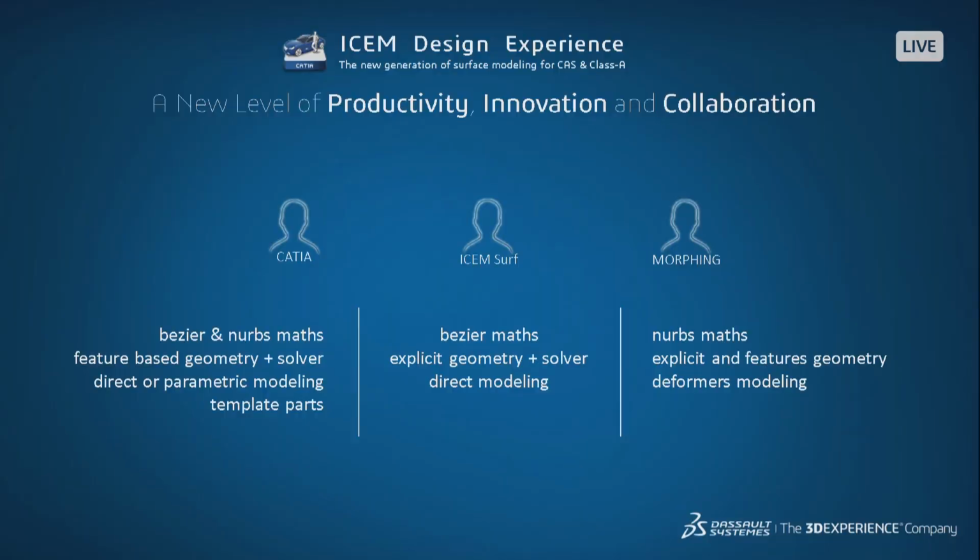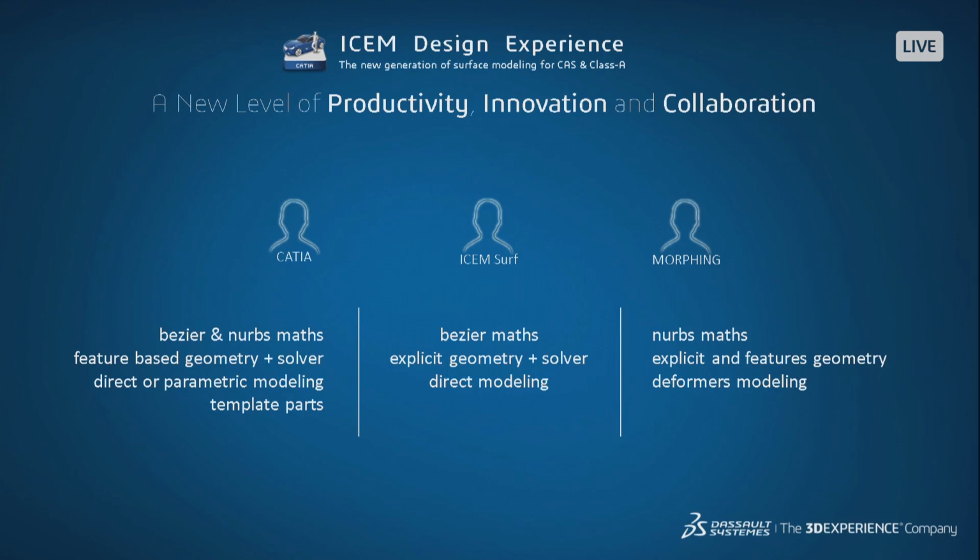Speaking about users, we've been working on 3 user profiles on this application. One is, of course, the CATIA legacy users. Some people are doing surface modeling in a very advanced way with CATIA. Those guys are usually able to work with both Bézier and NURBS. They are very used to the feature-based modeling and parametric solver mindset, I would say, sorry. And they are even able to push it to template parts. So we've been trying to address those points already.